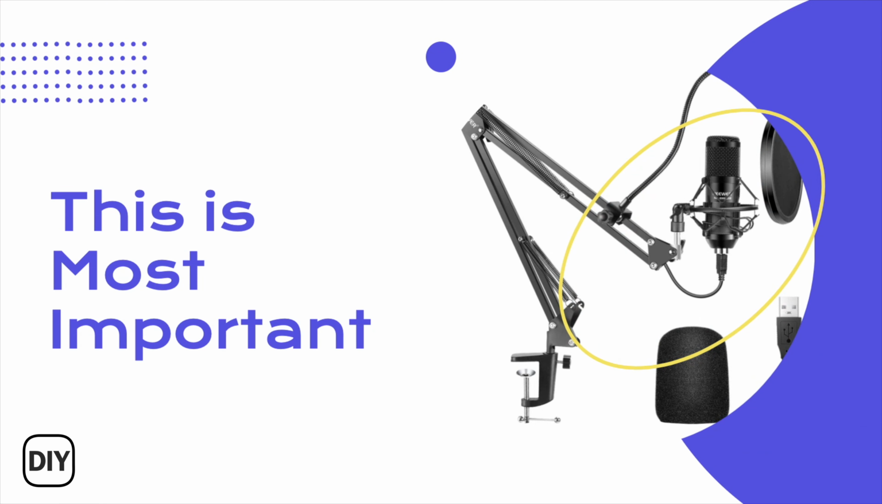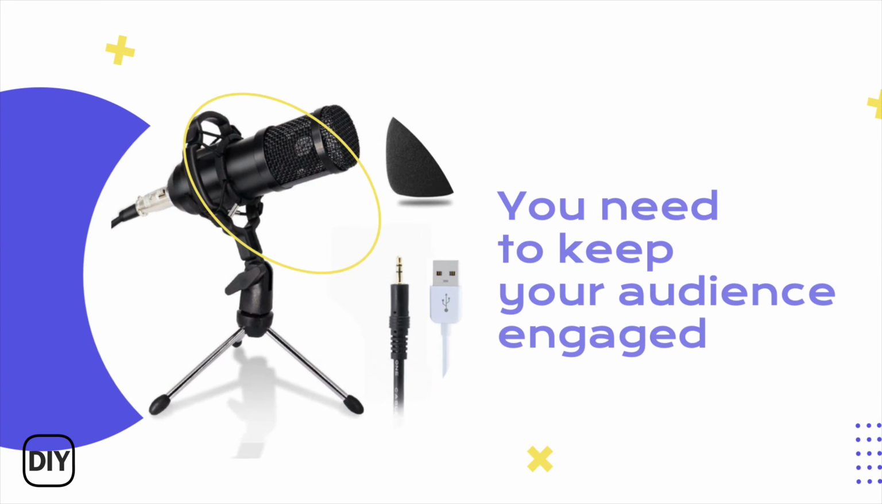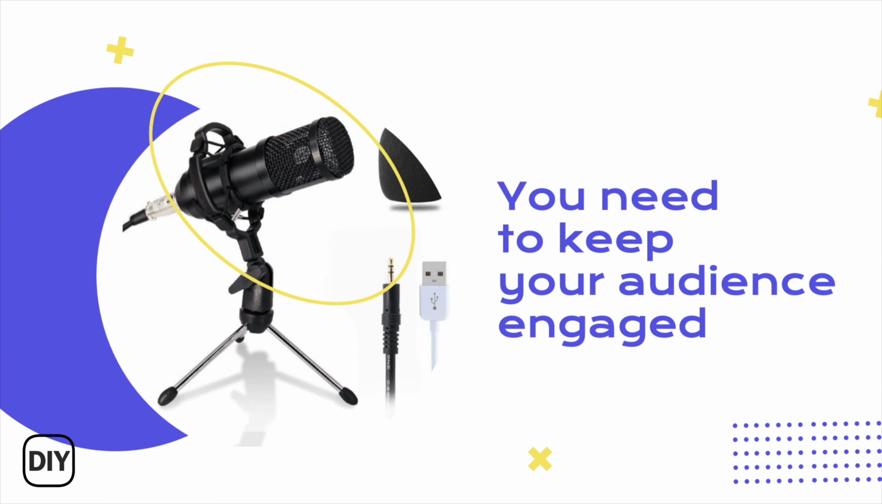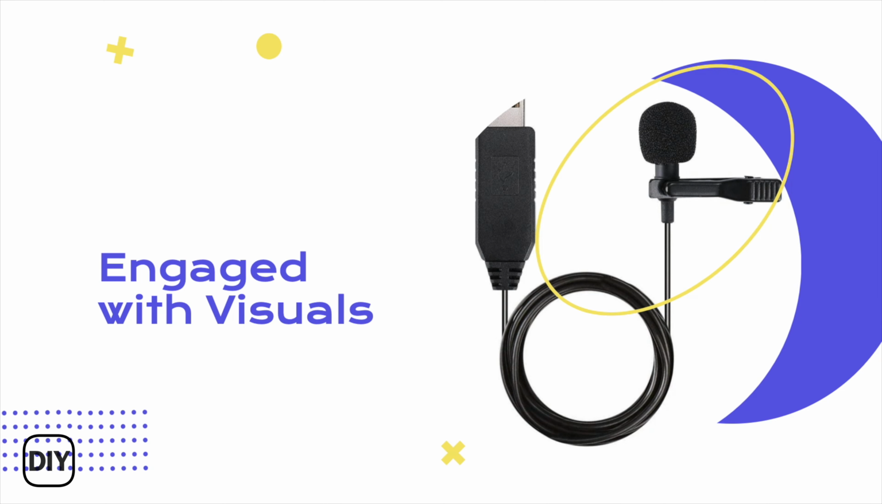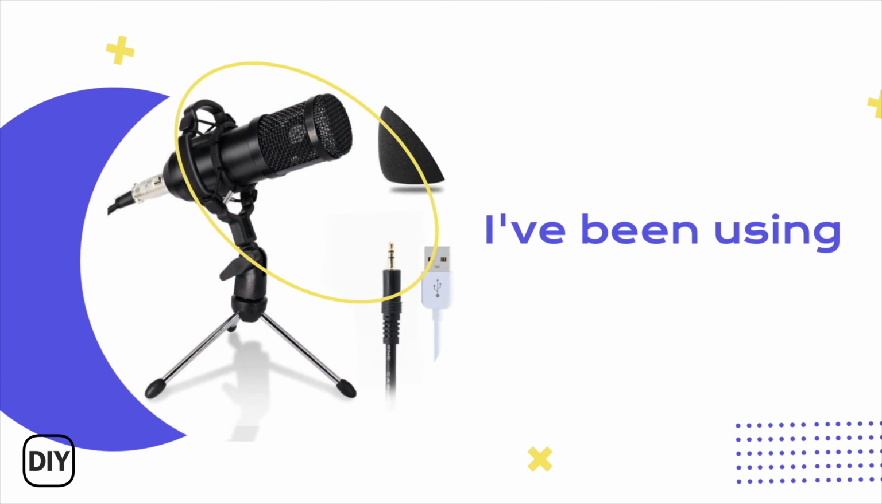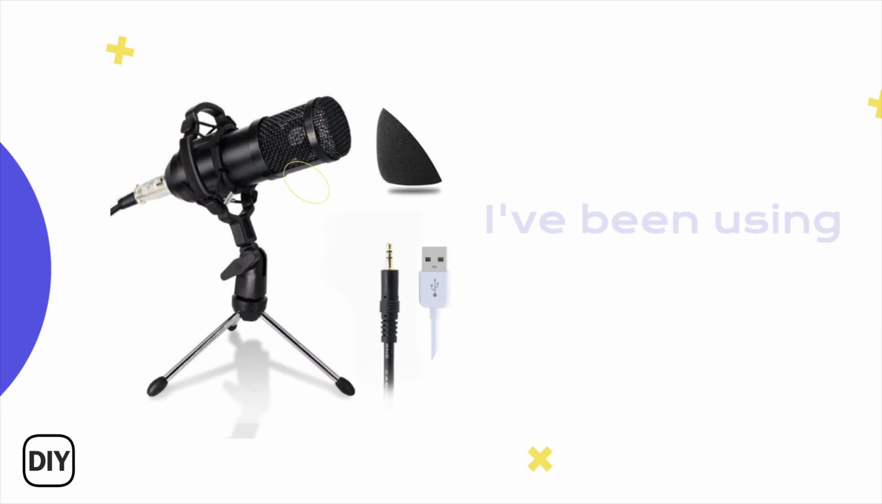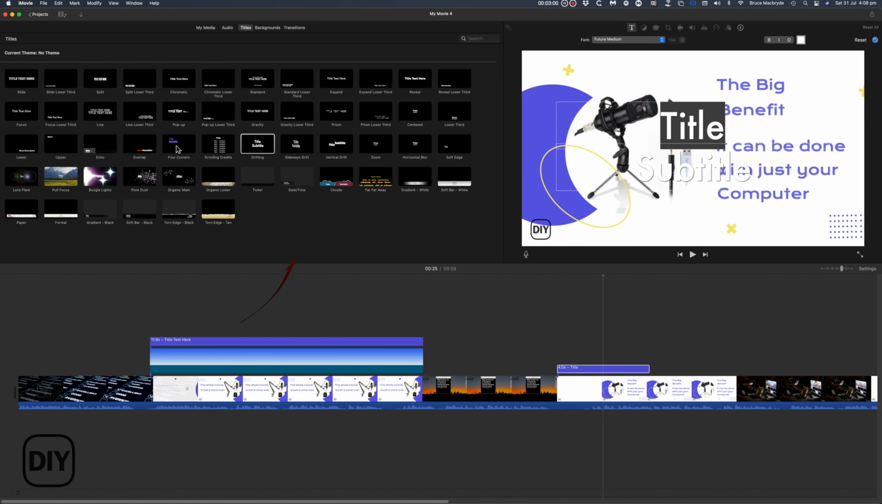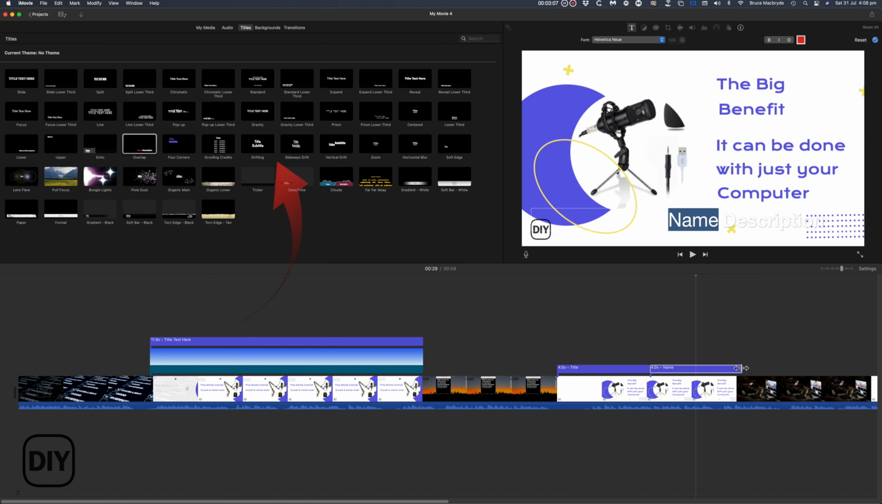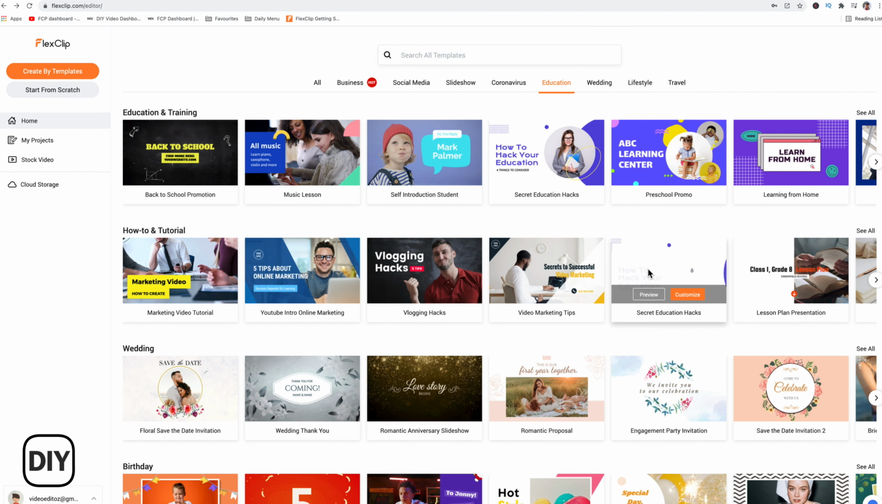This is most important. When recording with only a voiceover, you need to keep your audience engaged with visuals. You'll have noticed throughout this video that I've been using animated text visuals like you see here. These are easily done by using the titles supplied with your video editing software. And for a very easy professional result, look at FlexClip, an online creation tool.